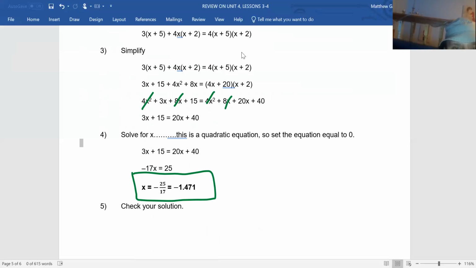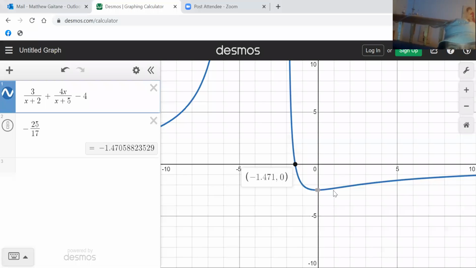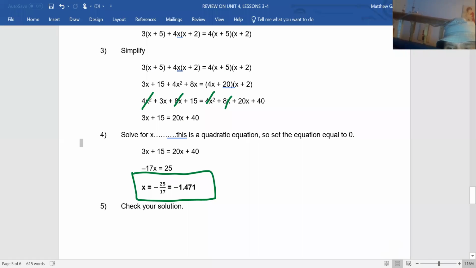So if I show you the x-intercept of the graph, here it is, negative 1.471, which is the same decimal we get from negative 25 over 17. Okay. So next order of business will be to go through questions 4 and 5.